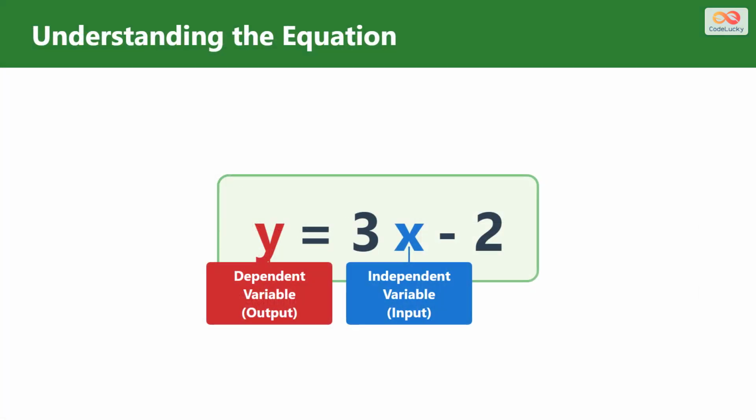To build a table, we need a rule, which comes in the form of an equation. Here is our example, y equals 3x minus 2. In this equation, x is the independent variable, meaning we can choose its value. Y is the dependent variable because its value depends on what we calculate for x.